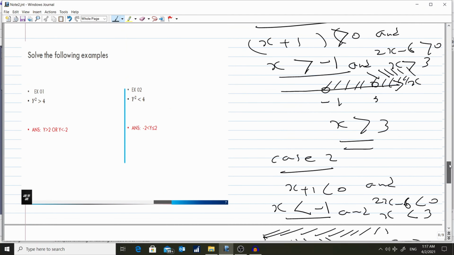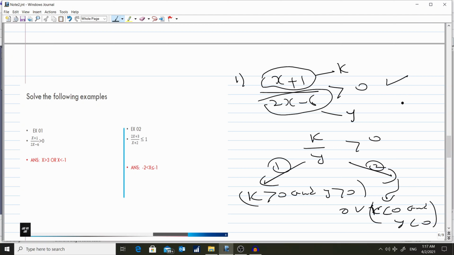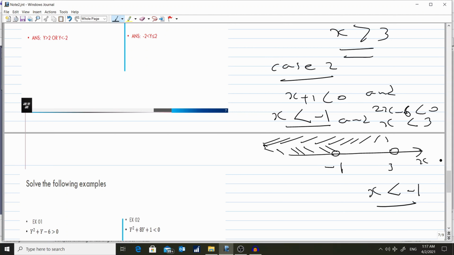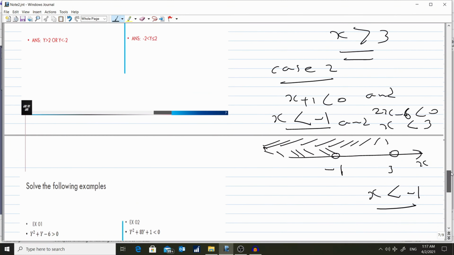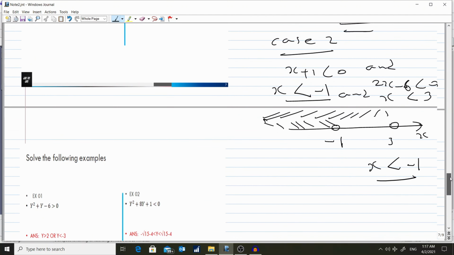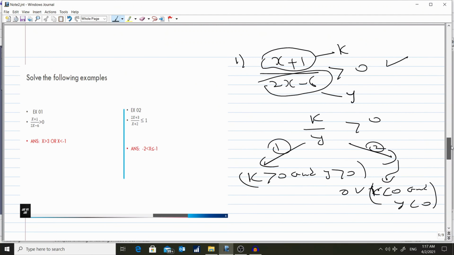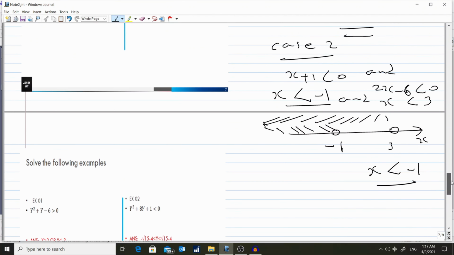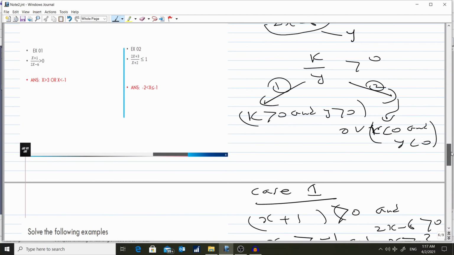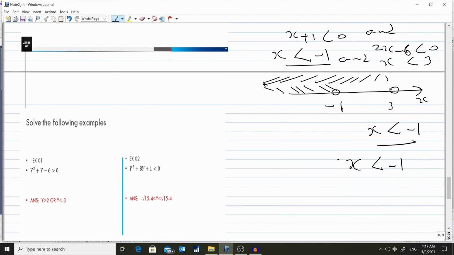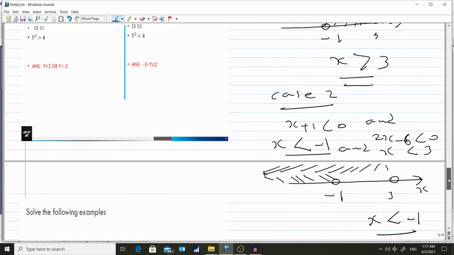So in order to satisfy this particular expression, we need to satisfy case 1 and case 2. The case 1 and case 2 are the answers, so that satisfies both. Therefore we can write down the final answer like this. The answer will become x less than minus 1 or x is greater than 3. This is the final answer.